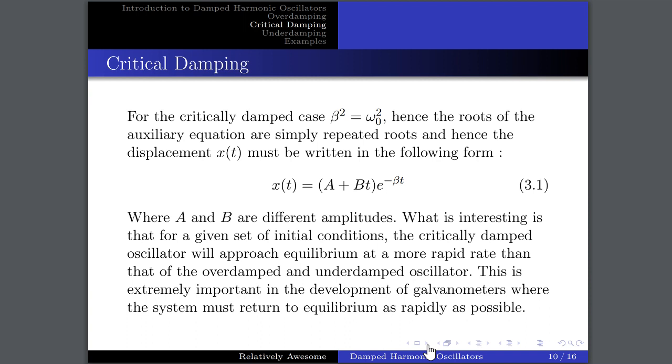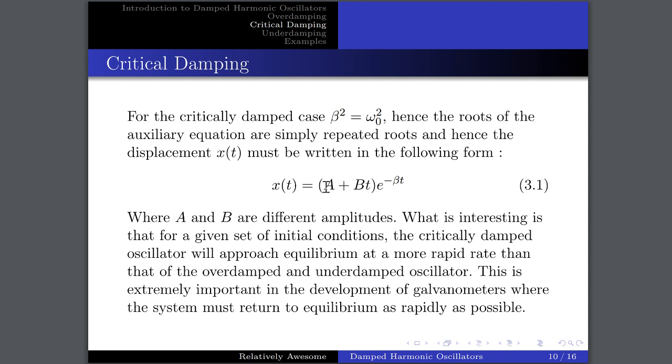Now we will look at the critically damped case. For the critically damped case, beta squared is equivalent to omega naught squared. Hence, the roots of the auxiliary equation are simply repeated roots, and hence the displacement x of t must be written in the following form, where a and b are different amplitudes.